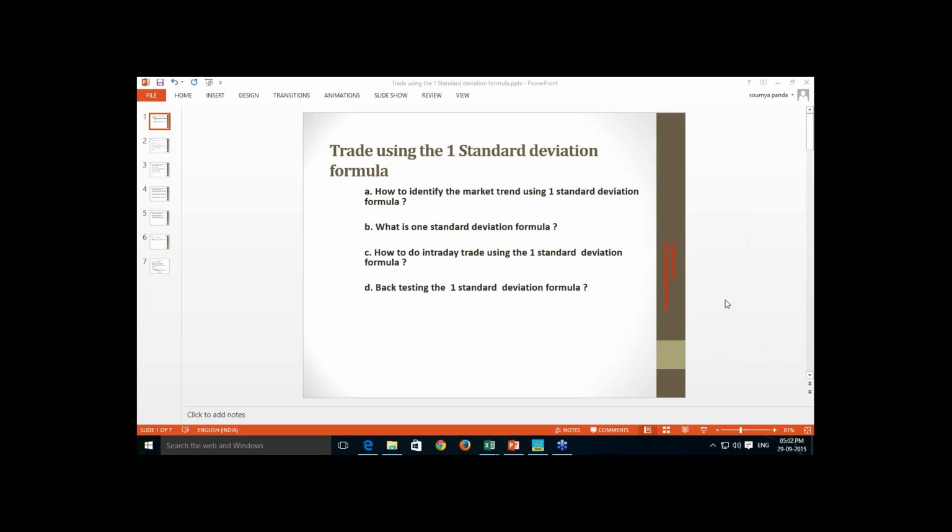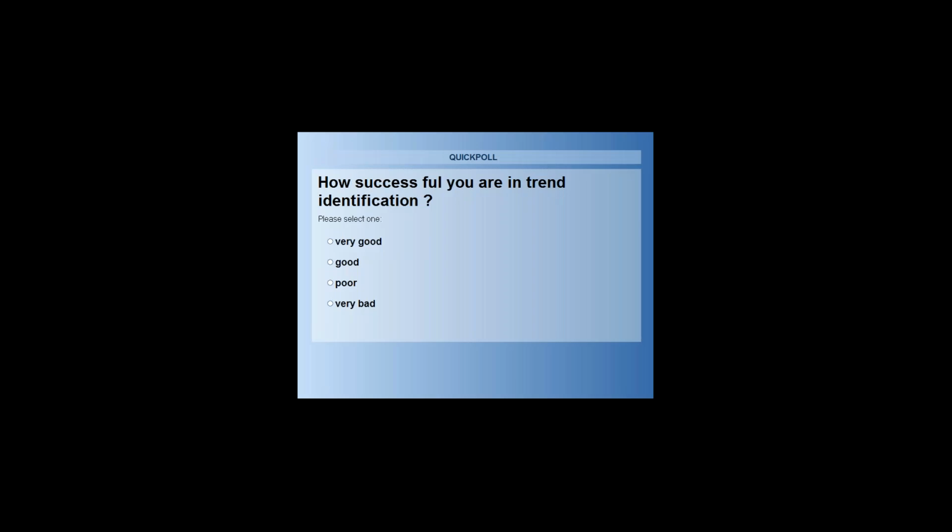Before I start the event, I will start one survey wherein I will ask one very simple question: how successful are you in trend finding? Please vote for that, and that survey will be open. Vote only in the survey; do not put your message.